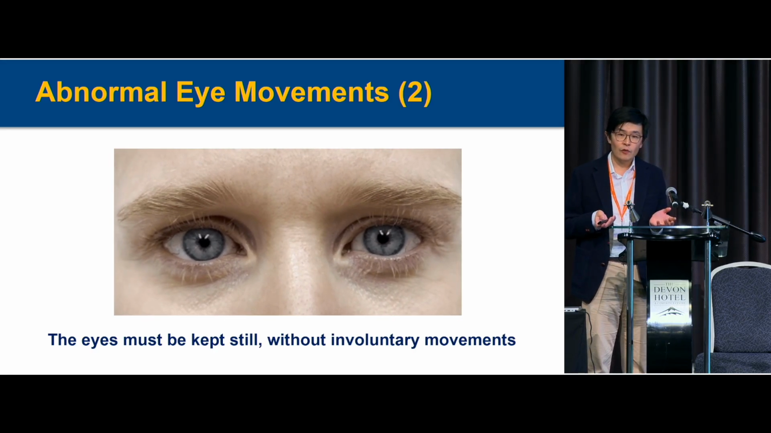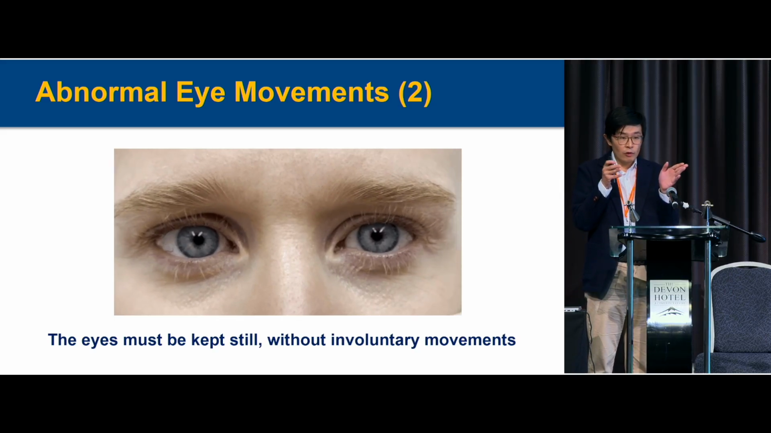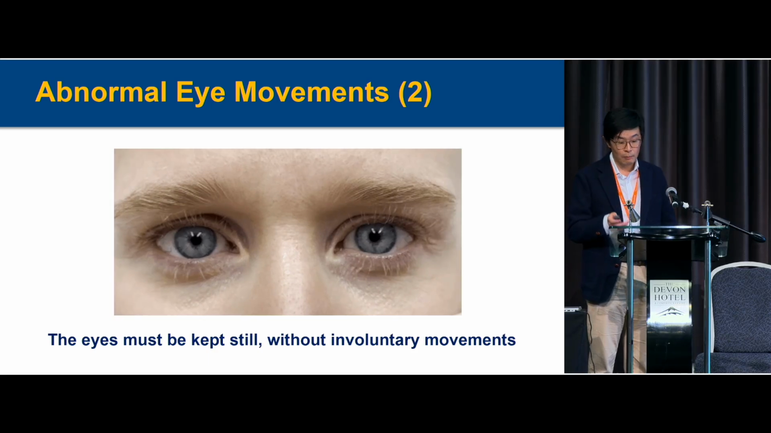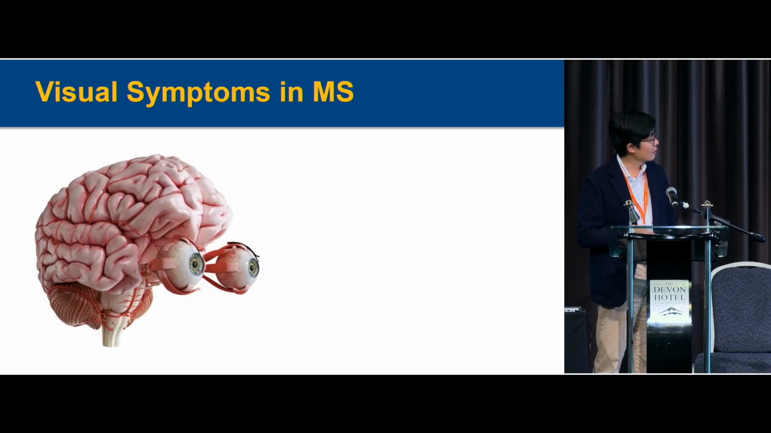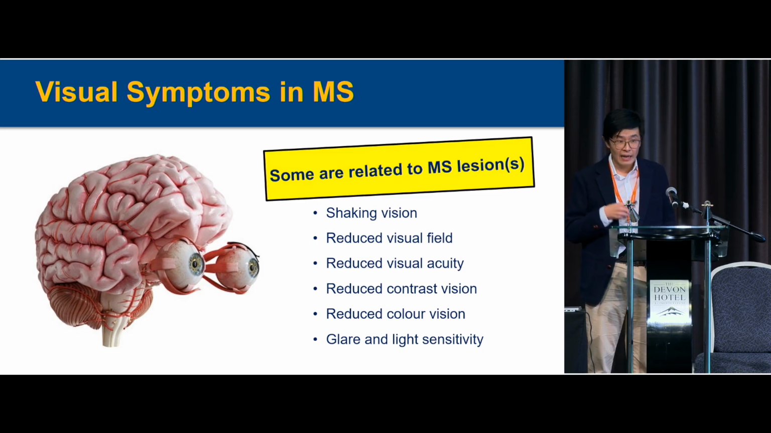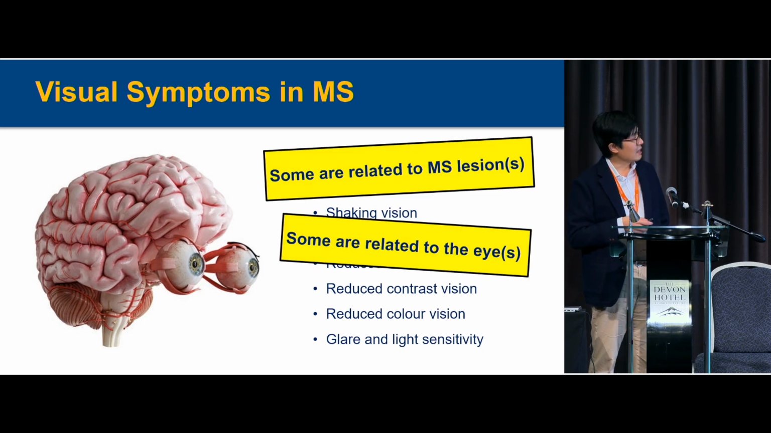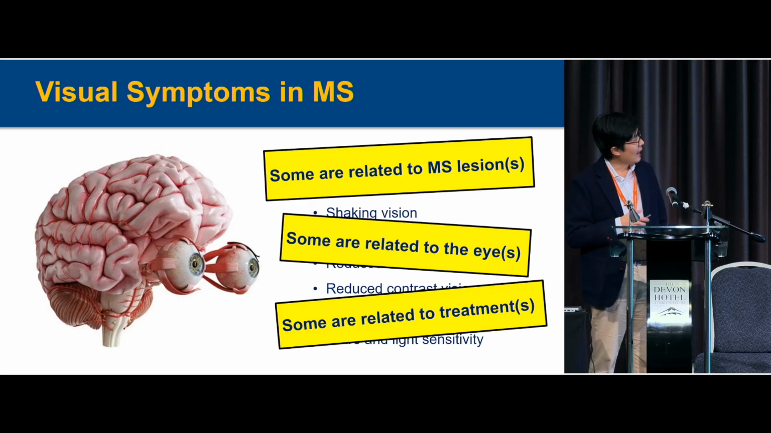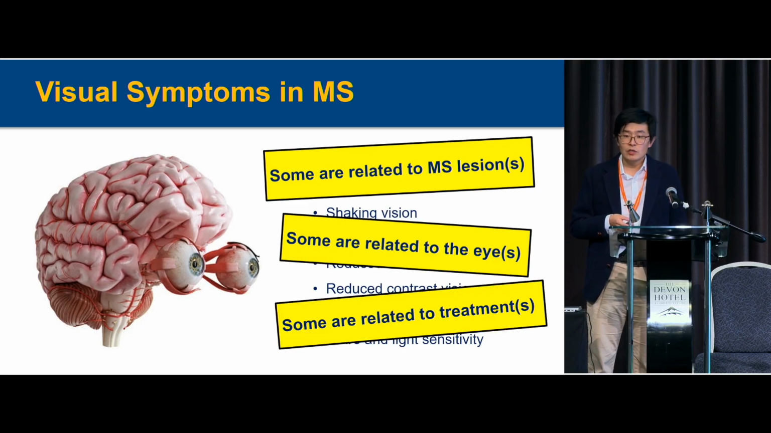So you can imagine if your eyes aren't being kept still and you've got this constant shaking or shivering of the eyes, this can basically lead to blurring of vision as well. So here are some of the visual symptoms of MS, but hopefully I've convinced you that some are actually related to MS lesions, other things are related to the eye, but also some visual issues can be related to treatment effects, and I won't go into that at all.